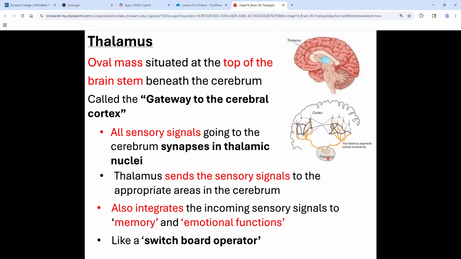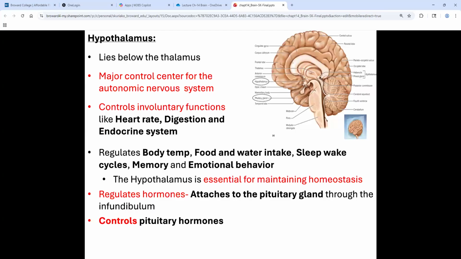If you have a visual signal, do you know where it goes to? Occipital lobe, because the visual center is in the occipital lobe of the brain. We'll talk about that. I just asked that question. So it's like a control center. It sends signal to the appropriate area. Likewise, the auditory signal, hearing, goes into another area of the brain. Smell goes to another area of the brain. So all the sensory signals are sent to the appropriate area by the thalamus.